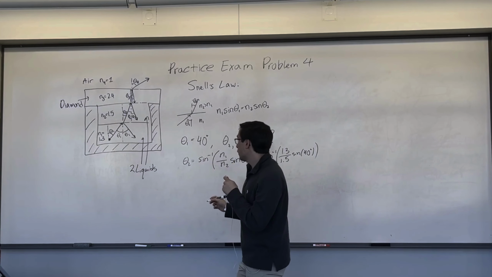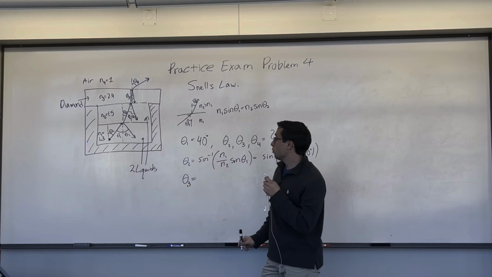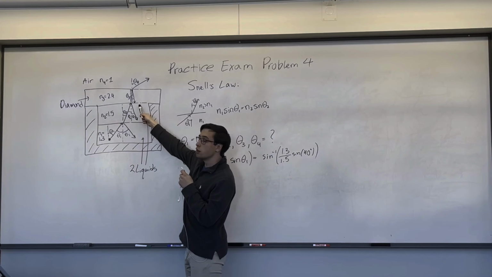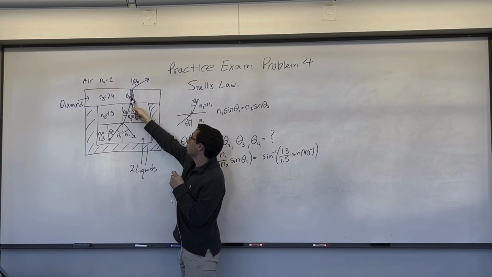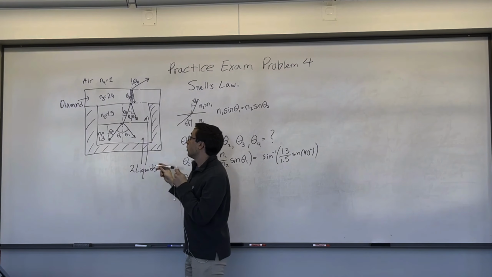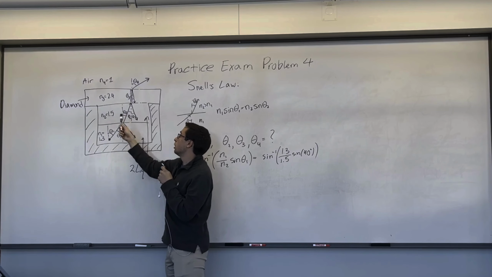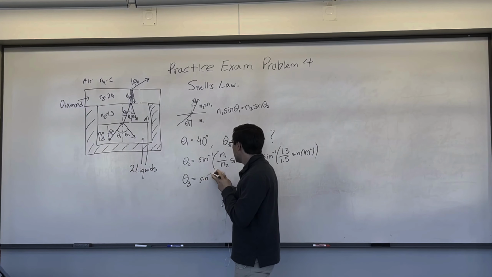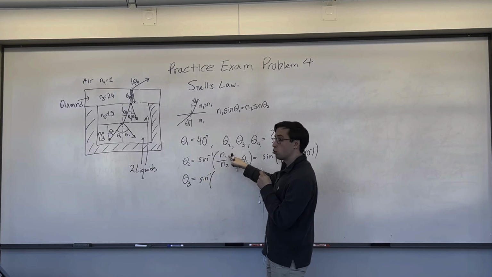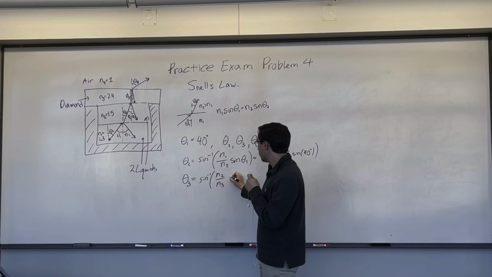Let's move on, and let's find out theta 3. So theta 3, very similar idea, except now we're looking at this interface here. We have our angle theta 2 coming in, and an angle theta 3 going out, and we know theta 3 is going to be smaller because n3 is larger than n2. Okay, and so we're going to have a very similar expression here, except now instead of going from 1 to 2, we're going from 2 to 3. So it's going to be n2 over n3 sine theta 2.